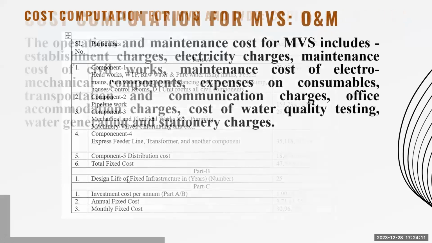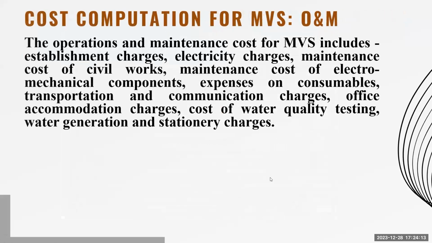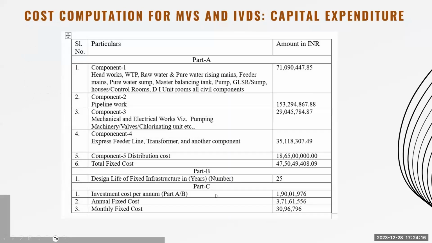The design life of the fixed infrastructure is 25 years. If you divide the total fixed cost by 25 years, just to get a feel of the extent of money that is spent, we see that this is 1 crore 90 lakhs 1,976 rupees. But if you calculate the amortized cost per annum, this will be 3 crore 71 lakhs 61,556.